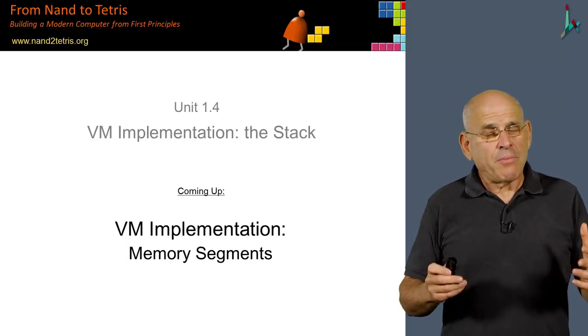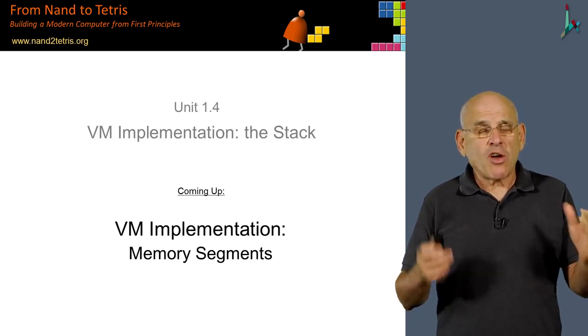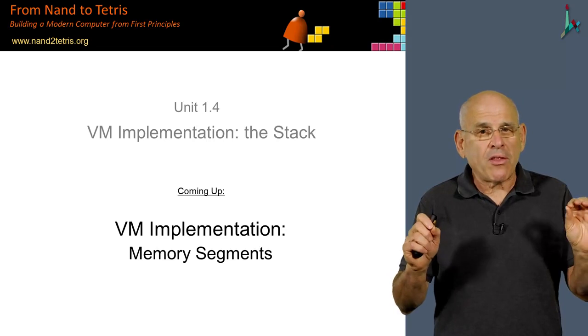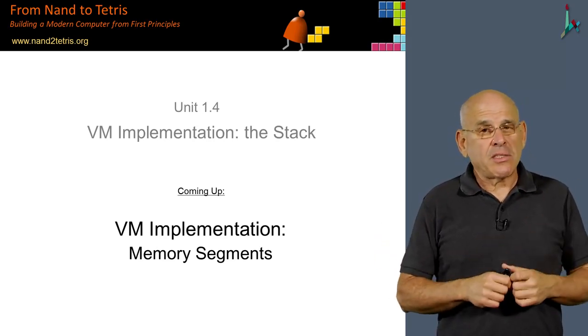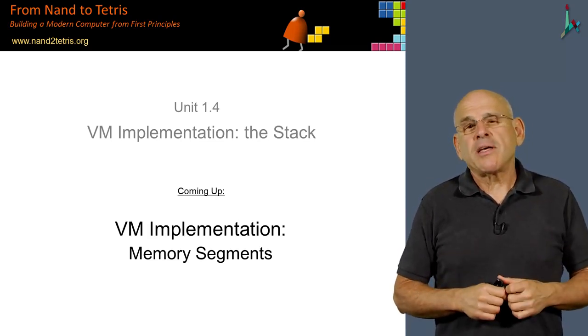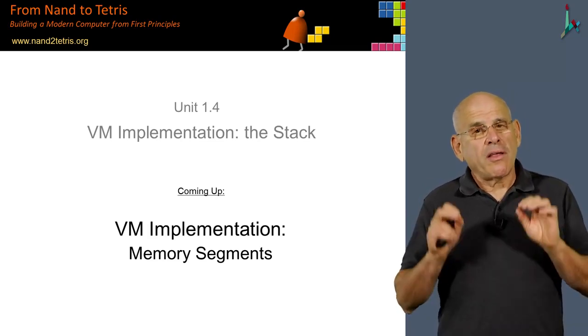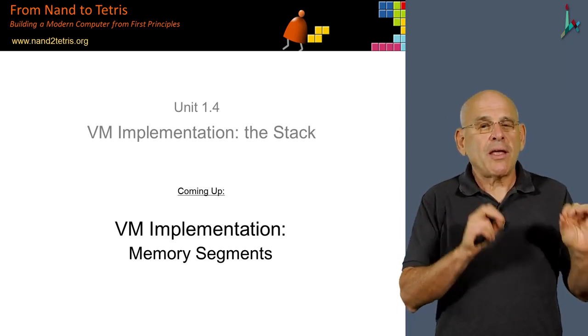All right, so this has been the module in which we began to talk about the VM implementation. So far we talked about implementing one command only, push constant i. And in the next units of this module, we'll talk about implementing all the other commands that we discussed before from an abstract perspective. Now we'll talk about how we actually make them work.